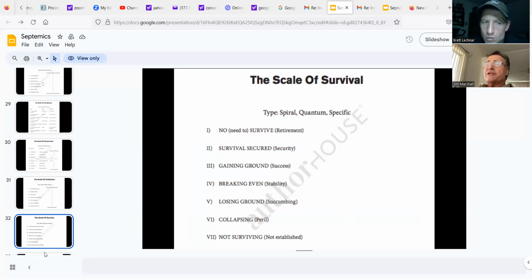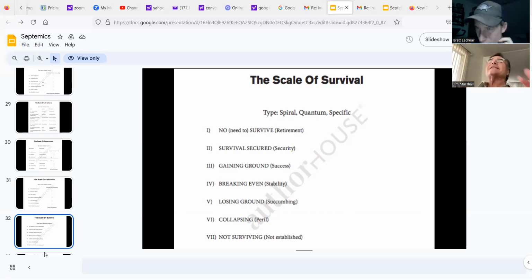So this is a spiral scale, meaning there is an apparent congruence between levels 1 and 7, which is misleading and can cause a catastrophic error if you mix them up. Because look, 7, not surviving, is very much like no need to survive. See, when a person is retired, you could say he's not surviving in that specific context anymore.